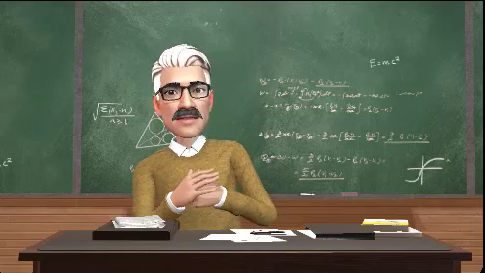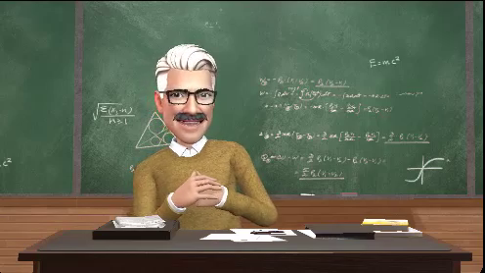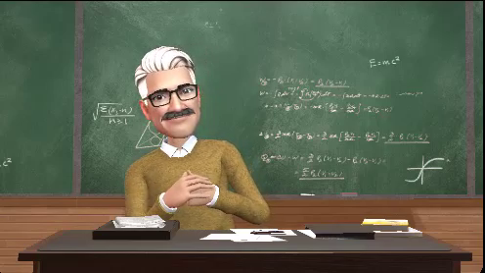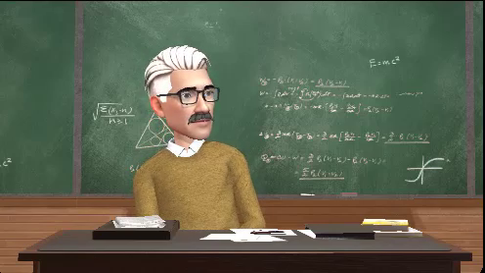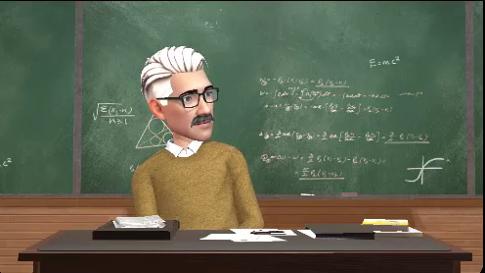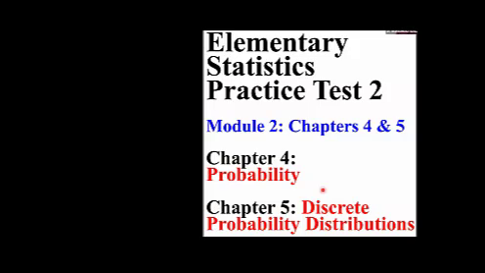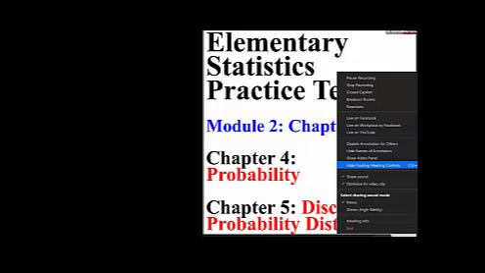Let's talk about probability. This is elementary statistics, practice test number 2. Module 2 covering chapters 4 and 5. Chapter 4 is probability. Chapter 5 is discrete probability distribution. And here's chapter 4, probability.